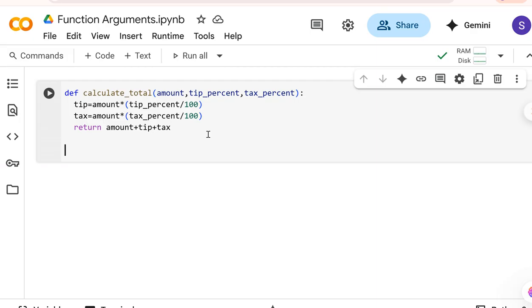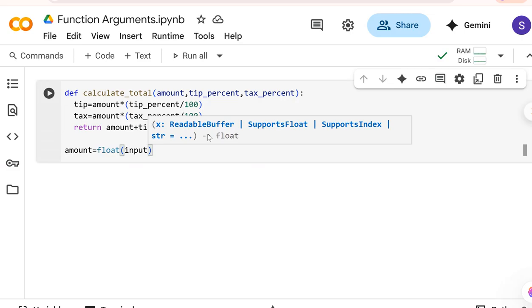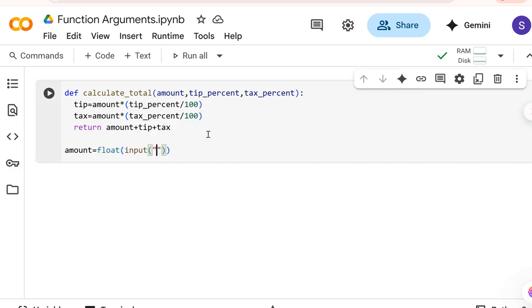Based on the given definition, I'm going to get the amount first. So amount is equal to, I'm converting it into float since it is a value in rupees, input of enter the bill amount.